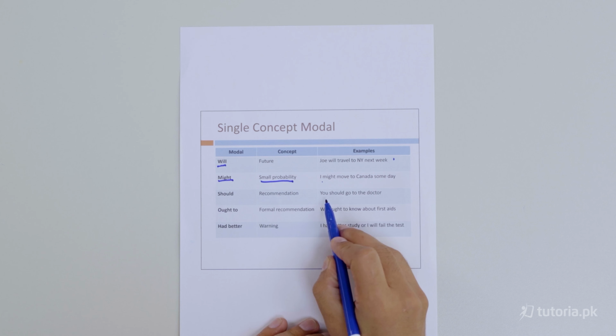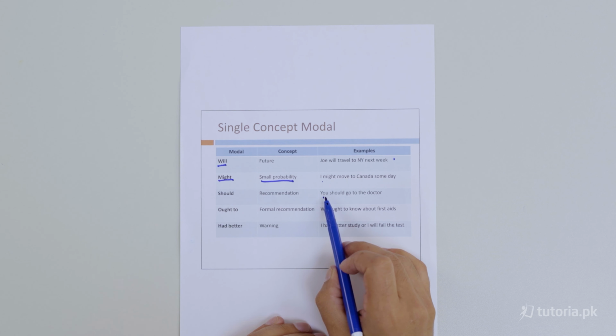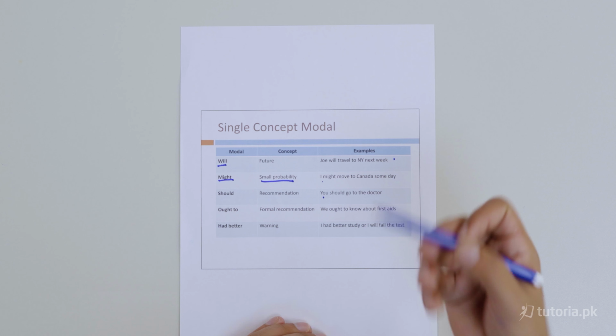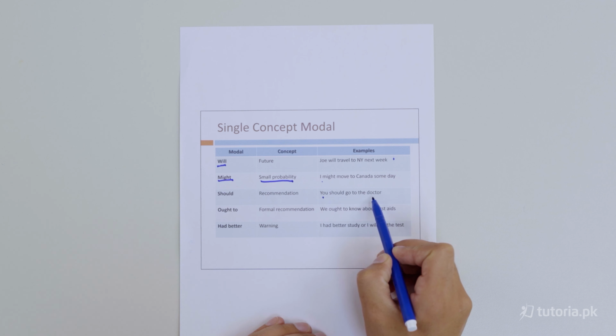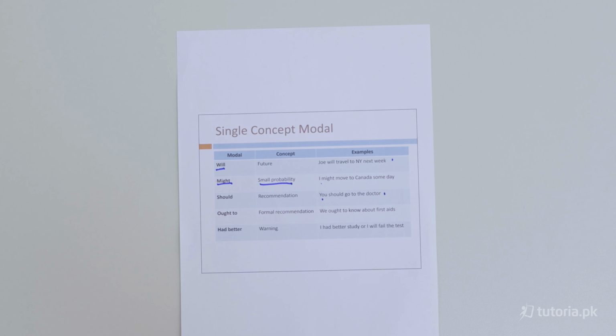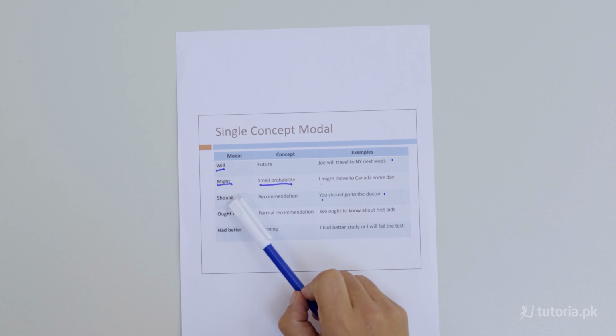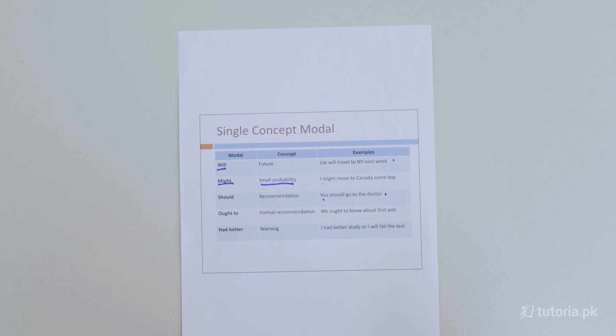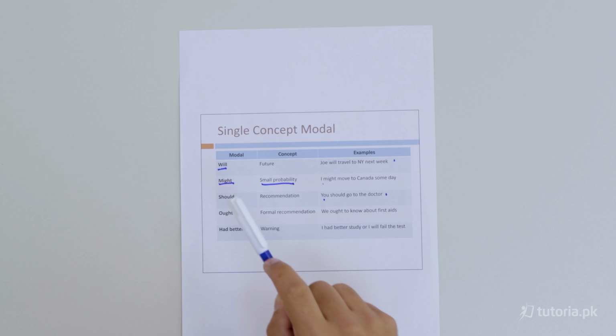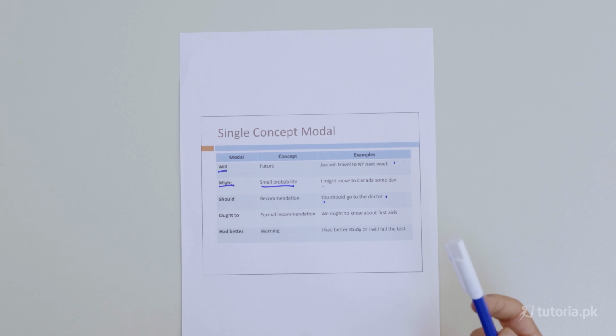The next word is should. We always use should to convey only one meaning, and that is when we are recommending something to someone. For example, you should go to the doctor. Now, in this sentence, someone is recommending that he should visit the doctor as far as his health is concerned. So, why is this should a single concept modal? Because should always represents only one meaning, and that is recommendation. You must always use should while you are recommending something to somebody.